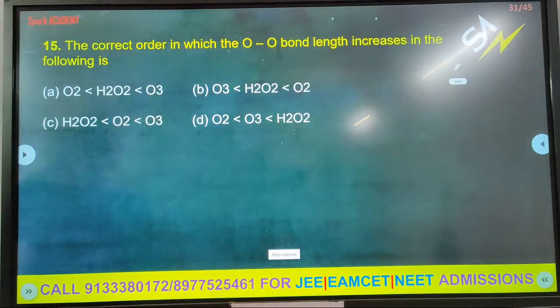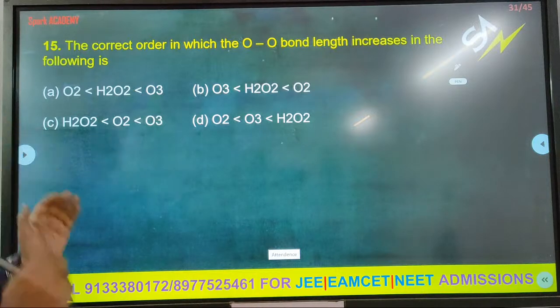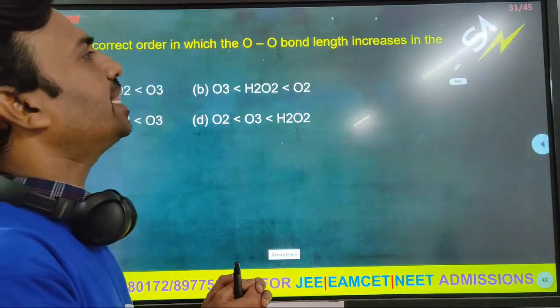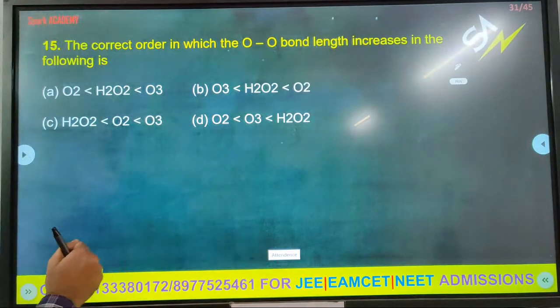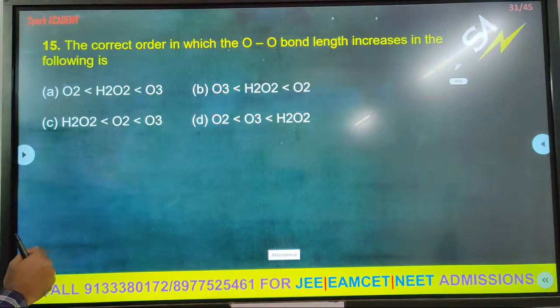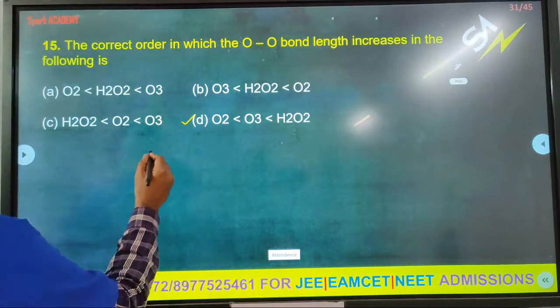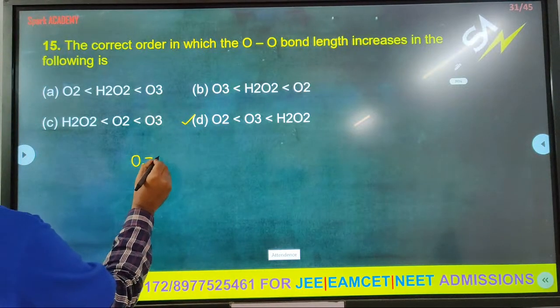Now question number 15: the correct order in which the oxygen bond length increases in the following. So how does the oxygen bond length increase? The answer is D. How? Here, oxygen double bond.